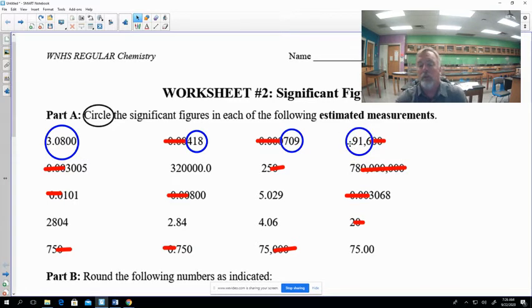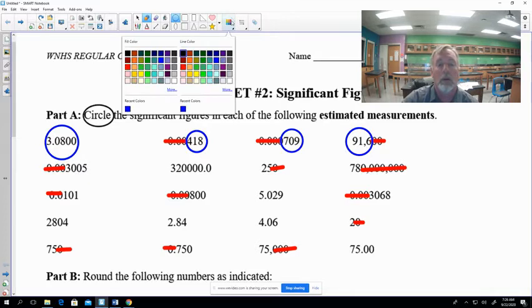Make sure it's clear to me when you're circling them whether you're meaning to include a certain digit or not. Sometimes it's a little hard doing this with the computer, but the same thing with your pencil. Make sure I can tell which one you are circling. These blue again.